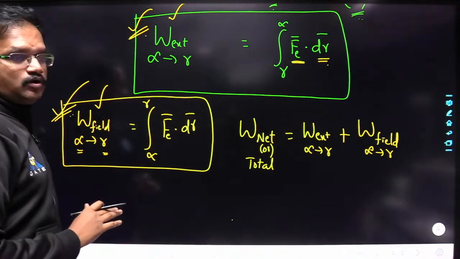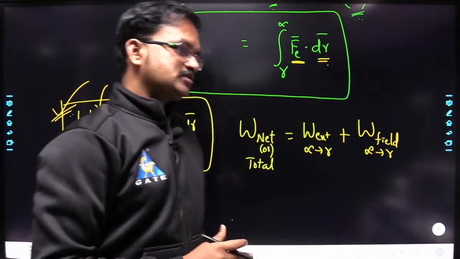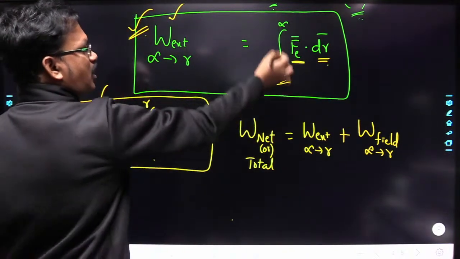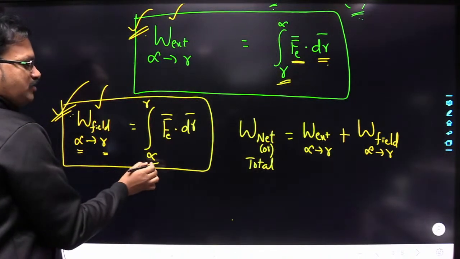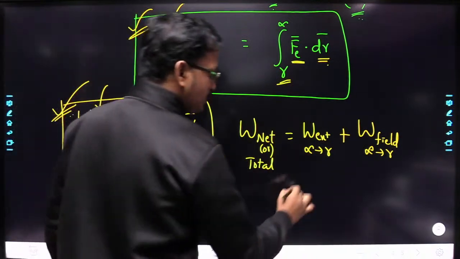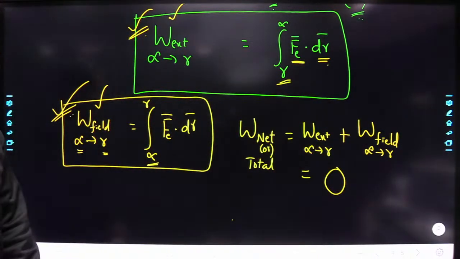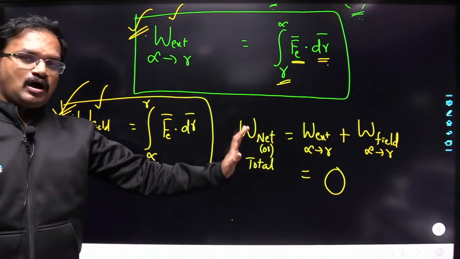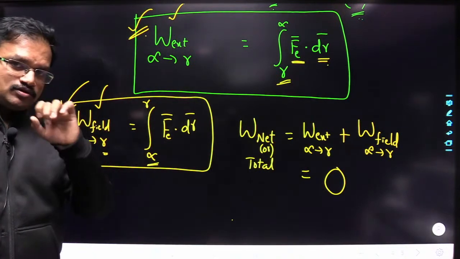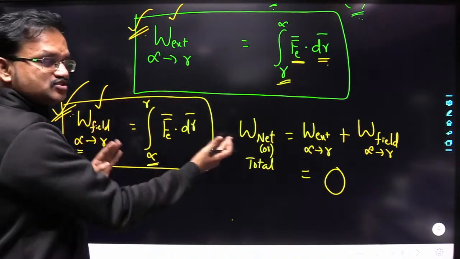So this is equivalent to what? What are you going to get? It must be equal to 0. Yes or no? See, here the range is from R to infinity and here the range is from infinity to R. So if you add up these two, finally this must be equal to 0. Understood? This is not new here. Already we have studied all these things in the previous sessions, so you have to correlate those things with this one.